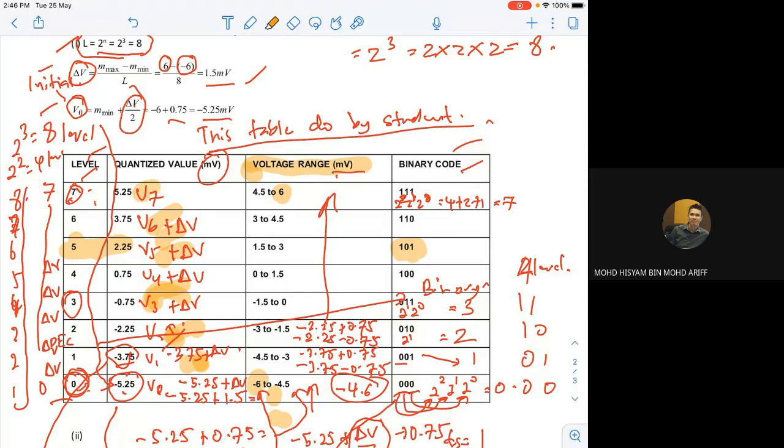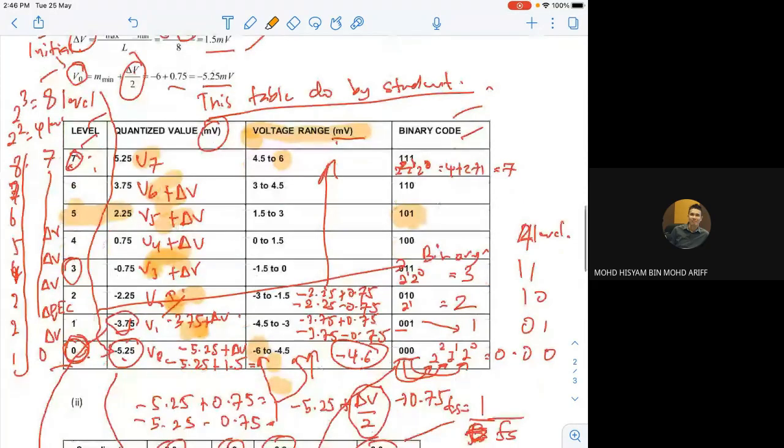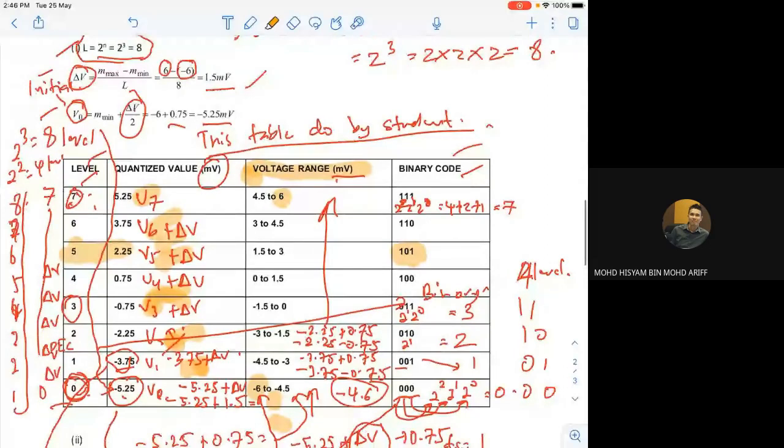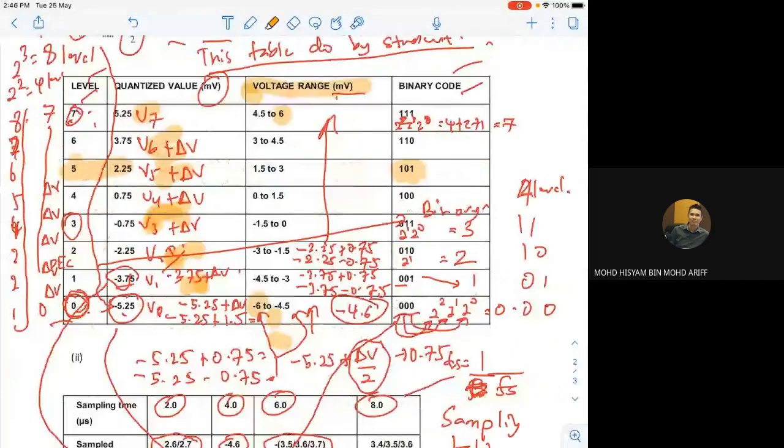How about the voltage range? For the voltage range, remember we got 2 values, so you use delta V over 2. Where to get it? V0 equals M min plus delta V over 2. Because we got 2 values, you take the quantized value. How to set up the voltage range? You take the quantized value, you plus minus delta V over 2. Remember this only. If you don't understand, just write this down first. How to set up the first value?